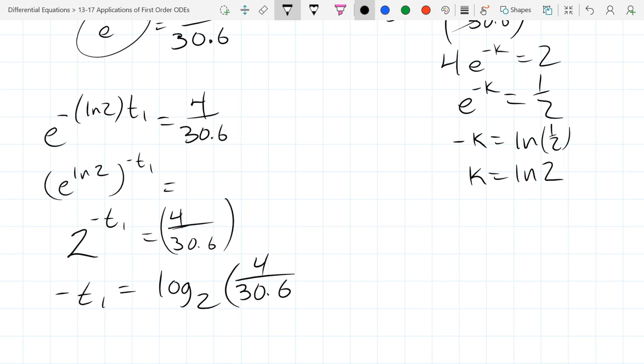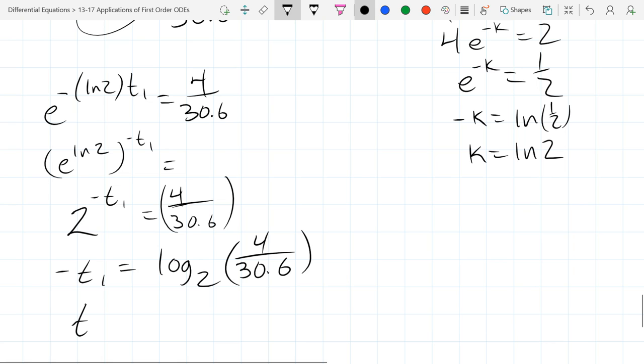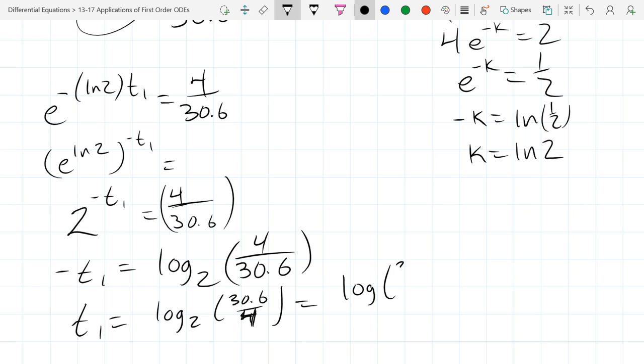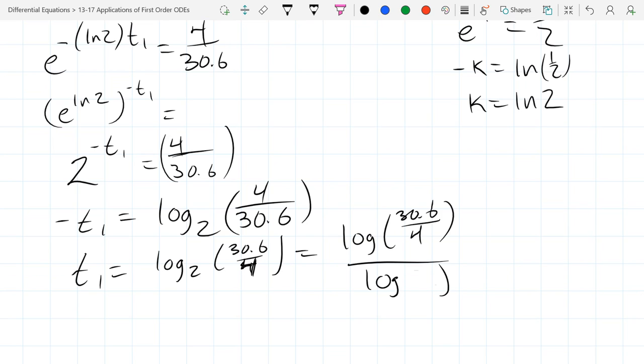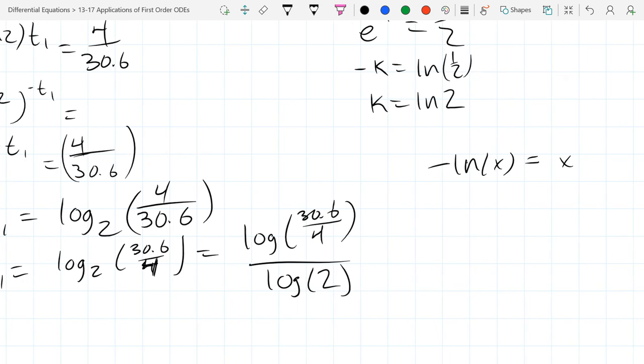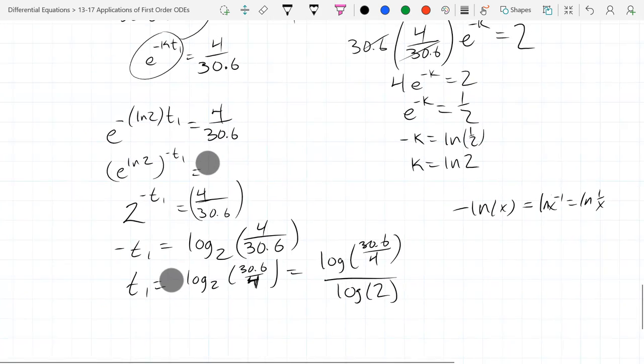You don't have to use log base 2. You can use ln's in a few different places if you want to. It's up to you. Does anybody have a calculator that can do log base 2? Or if you can't do any logs, you can write it as whatever base log you have in your calculator. I did something a little tricky. I used the fact that negative ln x is x ln x to the negative first, which is ln 1 over x. So negative ln is the natural log of the reciprocal. I've used that a couple times without saying so.